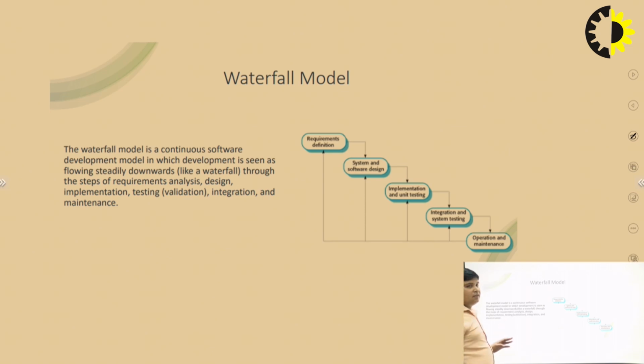The first step is requirement definitions. Then second one is system and software design. Then third one is implementation and unit testing. Then integration and system testing, and finally operations and maintenance. So these are the 5 steps in the waterfall model. You will see here.